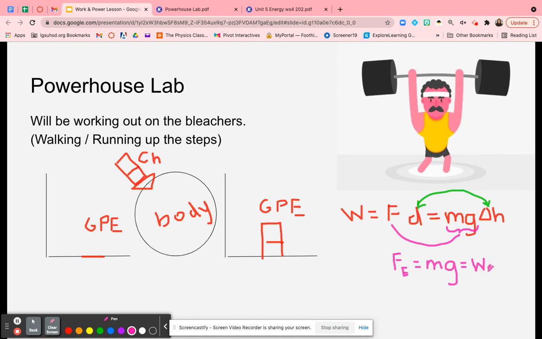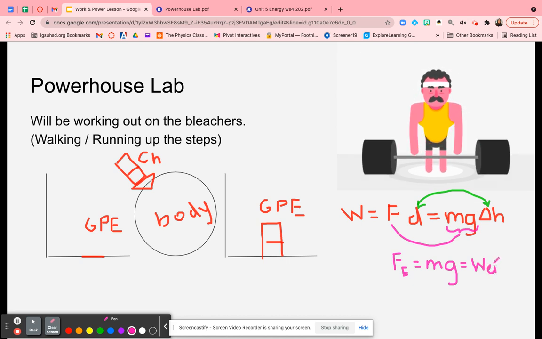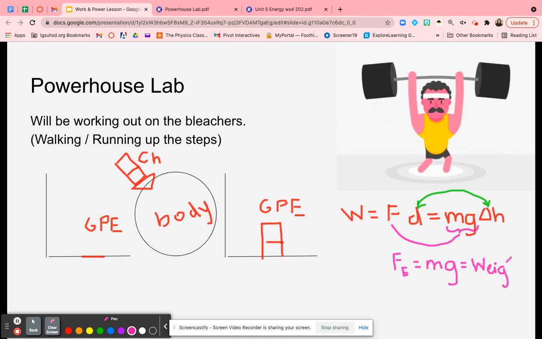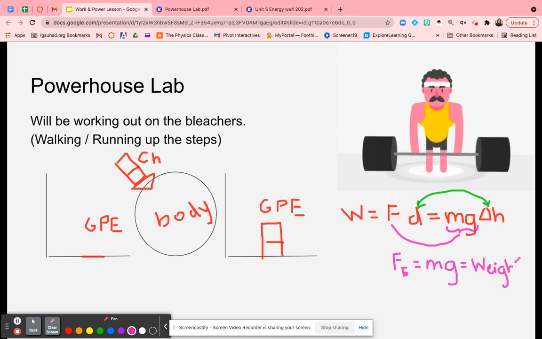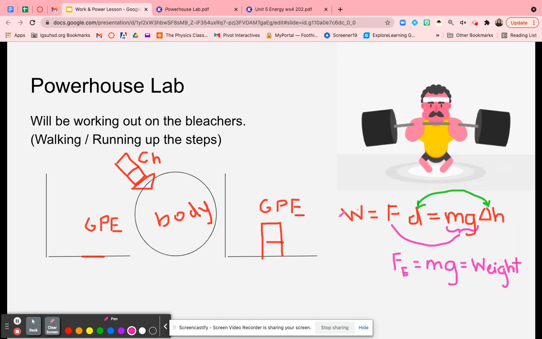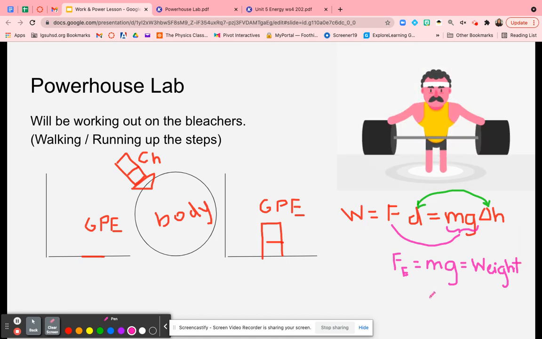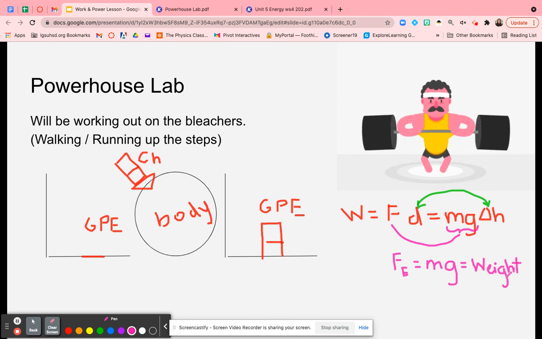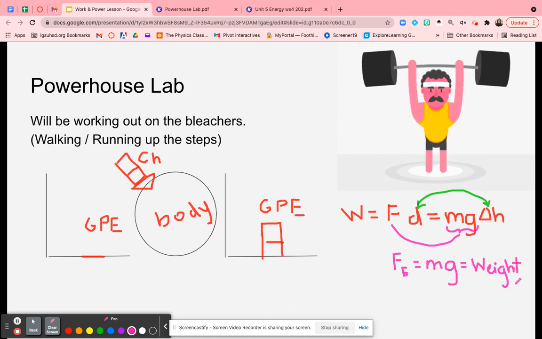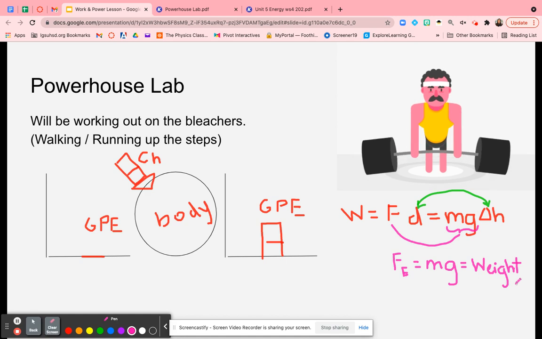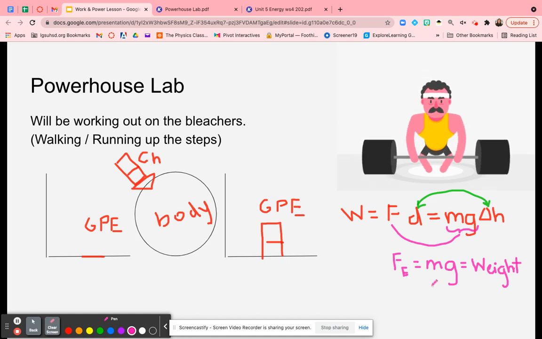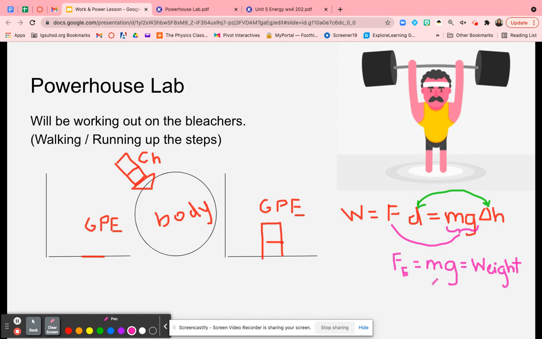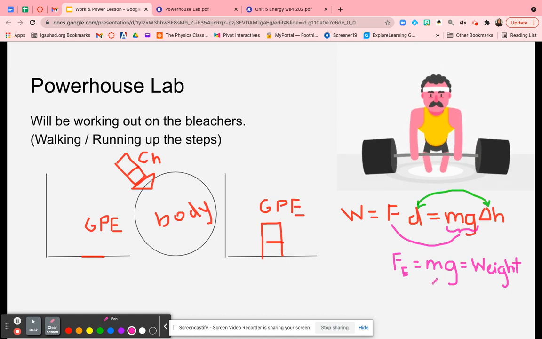So I'm not going to spell it out because it takes too long to do that, but this is our weight. Actually, let me just finish spelling it because I don't want to leave it as W, because we already used W so many times. But I want you to understand that the force that is being moved is our weight, and it is moved a height above the ground when we walk up the bleachers. So you're going to use all of these concepts to complete your Powerhouse Lab.